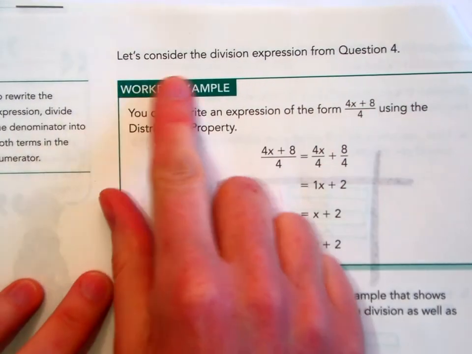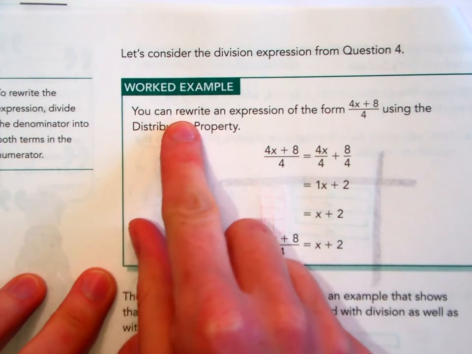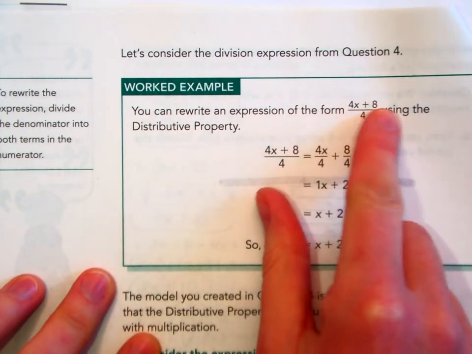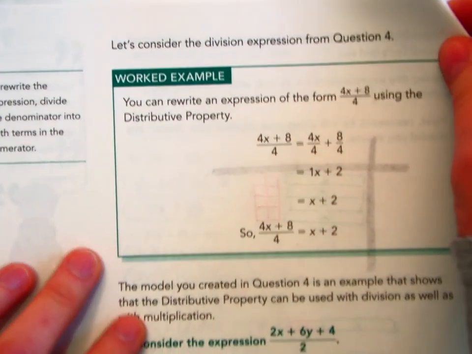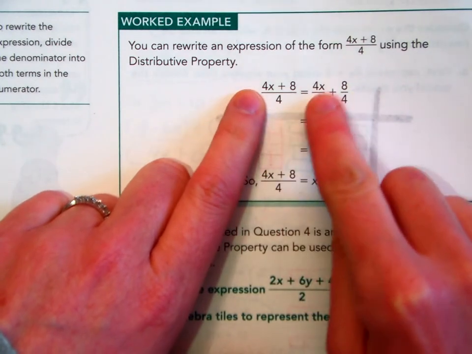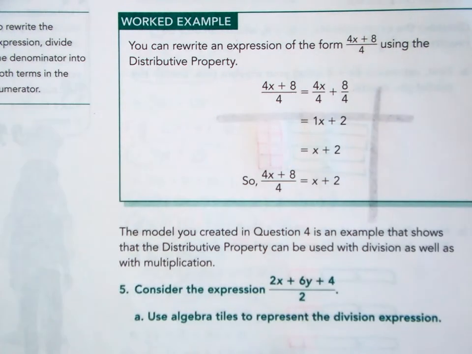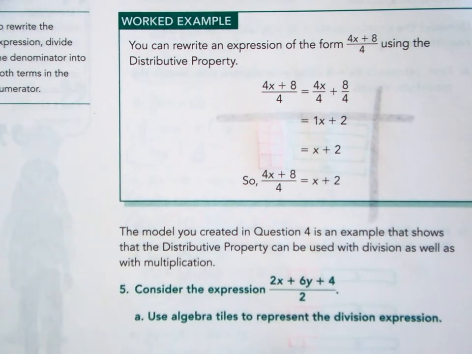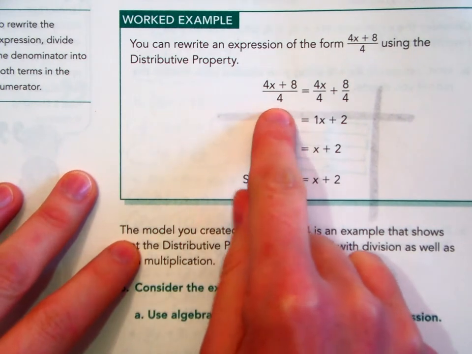All right, let's consider the division expression from question 4. You can rewrite an expression of the form (4x plus 8) divided by 4 using the distributive property. (4x plus 8) divided by 4 would be 4x divided by 4 plus 8 divided by 4. Just like when you multiply, the number outside the parentheses has to multiply by every number inside the parentheses, well, this is kind of like every number on top needs to be divided by the number on the bottom.